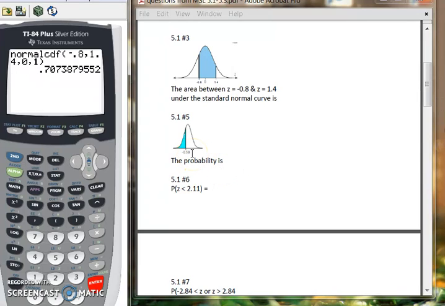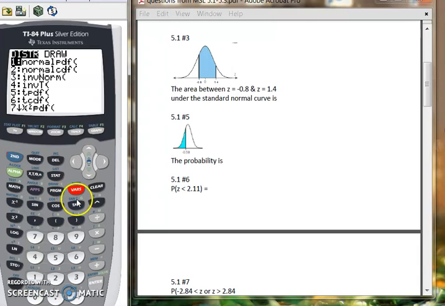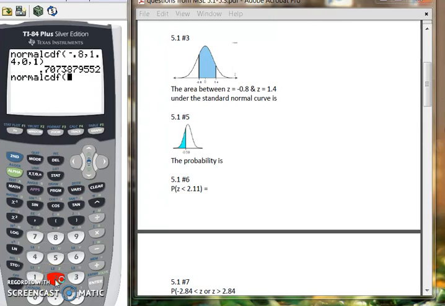Now let's try the next one. And the next one, they only do the picture this time, and they want to know what the probability is. And so the value on the z-axis is negative 0.58. So we're going to press second, VARS, number 2, normal CDF. And then we're going to put in, this time we're going from negative infinity up to negative 0.58.